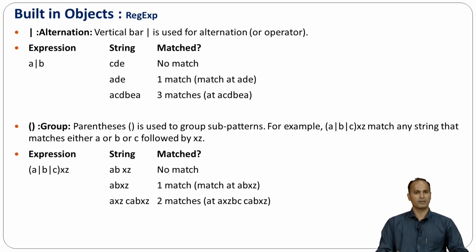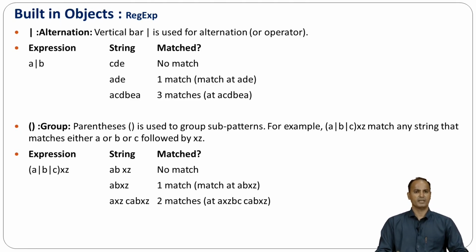Then alternation is there, with the pipe sign. The vertical bar is used for alternation, or it's simply an or operator. For example, A alternation B indicates either A or B. Okay, so CDE doesn't contain any, so no match. ADE is there, so A is there, 1 match. ACDBEA, 3 matches are there already. Okay, so 2 times A and B is there, so it matches. So it will return the value like that.